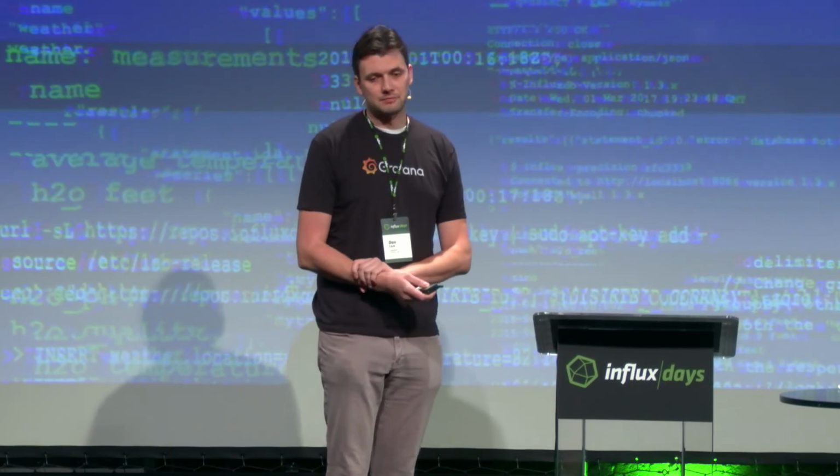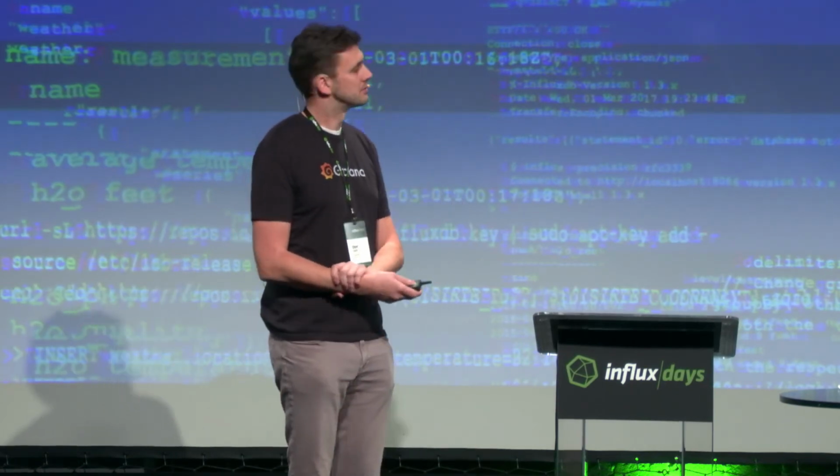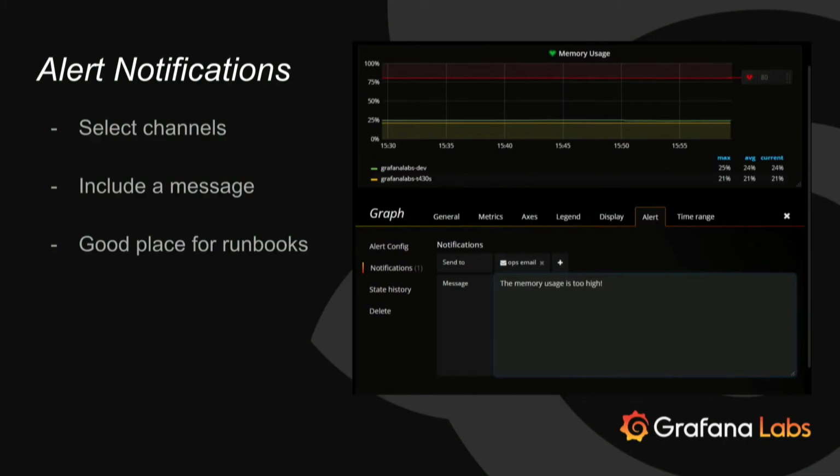So now we set up notifications for that alert. We're going to select which channels we want, and we can include a message there. Within Grafana Labs, we find this a really good place to put links to runbooks, so that whoever gets this alert knows what to do with it. So, hey, if this is alerting, check X, check Y, go look at this runbook, things like that.